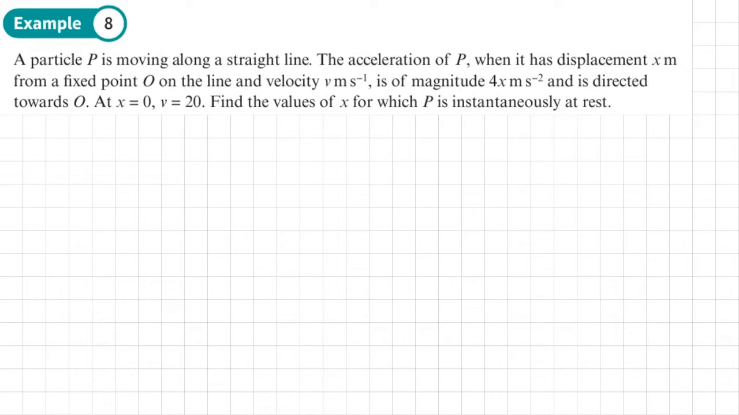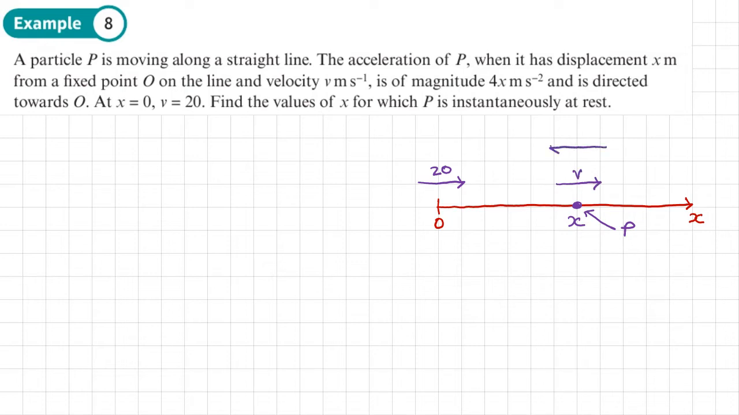So the first thing we're going to do is to put this information on a diagram. So here's my x-axis here, and this is the origin, and we know at the origin when x equals 0, v equals 20, so I'll just mark that down, 20. Then I want to mark the particle P, so there's my particle P, and we're told that when it has a displacement of x, its velocity is v and its acceleration is 4x, but it's directed towards the origin, so it needs to be pointing this way, and we'll put 4x. So the first thing we need to know is that the acceleration is going to be negative 4x because it fits direction. Direction is important.